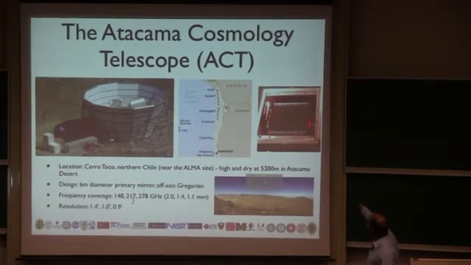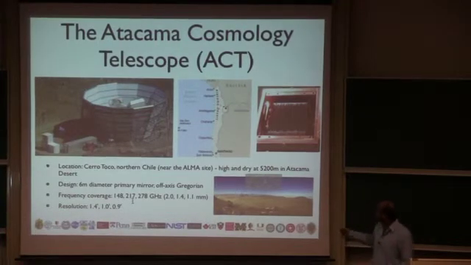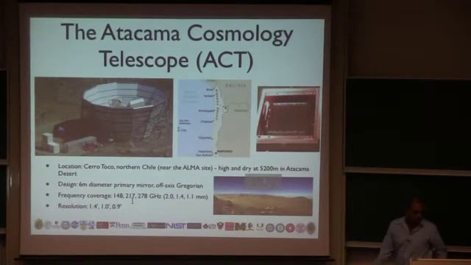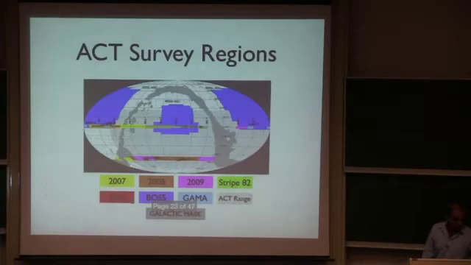And so there's 1,000 of these. So it's kind of like a camera. There's 1,000 detectors here. And so these advances have allowed us to make these high sensitivity maps.